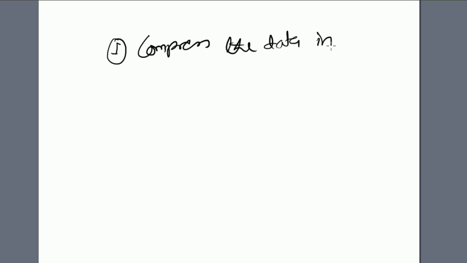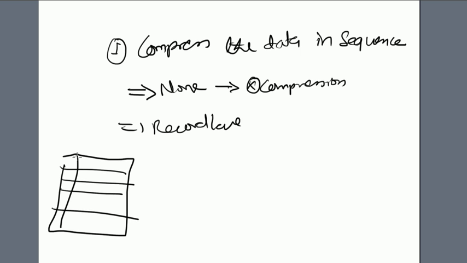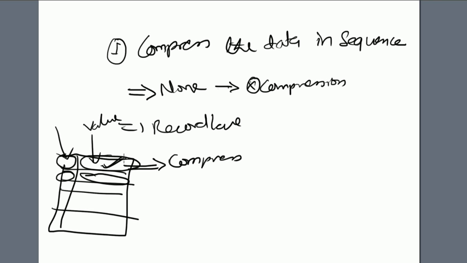The advantage of using a sequence file is that you can compress the data. There are three levels of compression. First, no compression at all. Second is record level compression. As we have seen, this is your file, with a key part and a value part, where the whole log file is the value and the key is a small part. So you can compress the individual record. And the third level is block level compression.